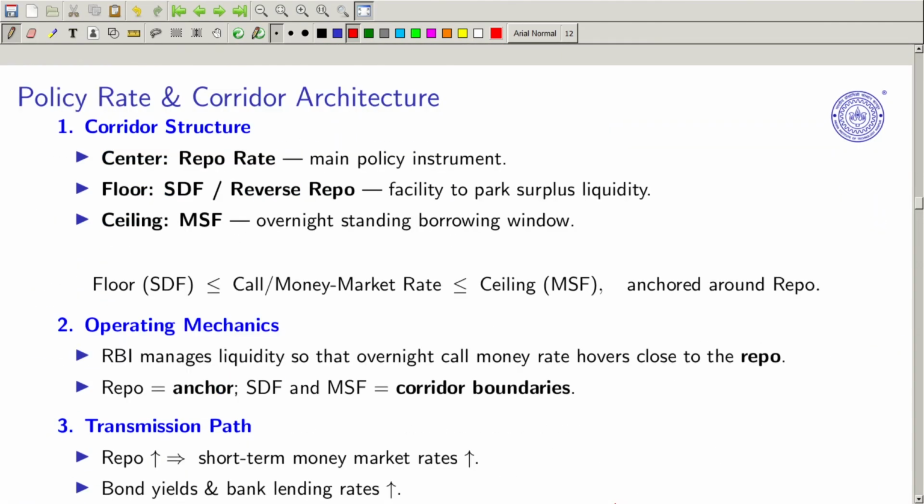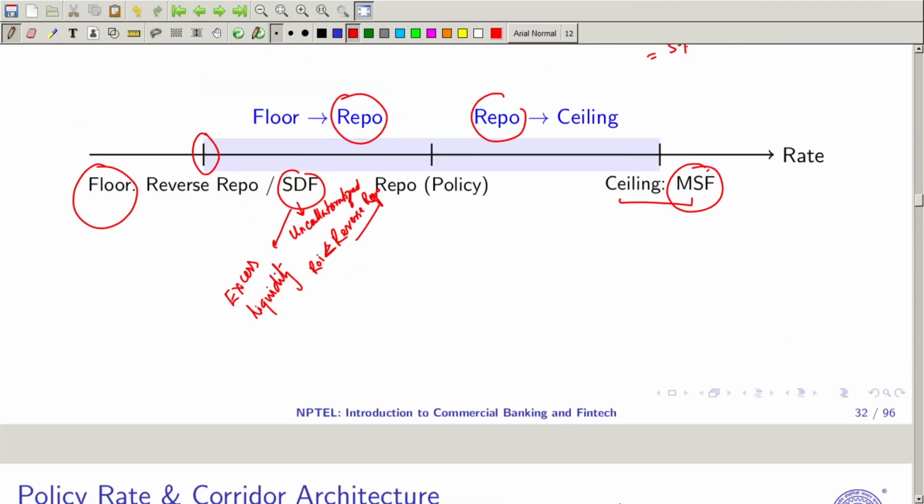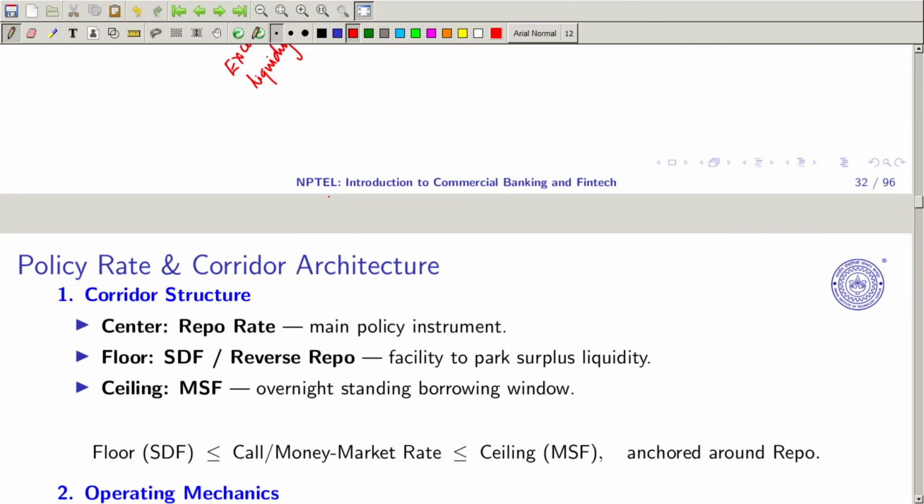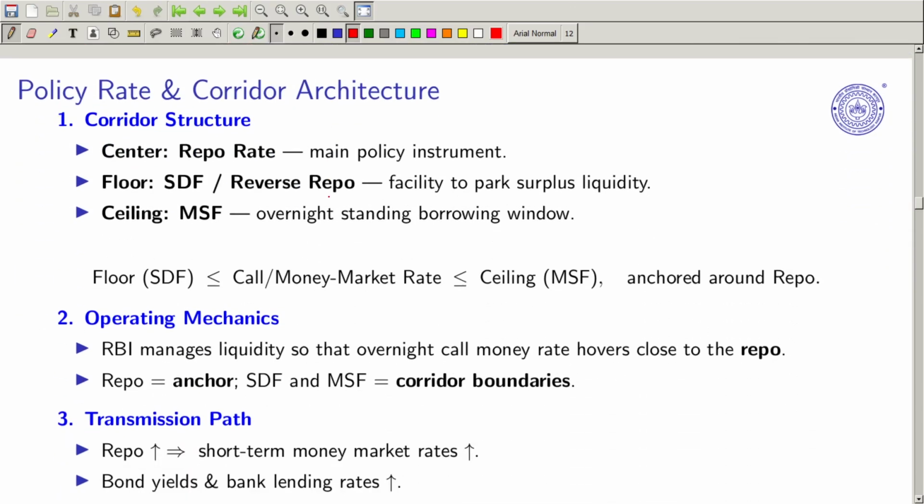Now, the second aspect is that at the center we have the repo rate. Repo is the policy rate, and on this side we are going towards the floor and on this side towards the ceiling. So here we have the policy rate.